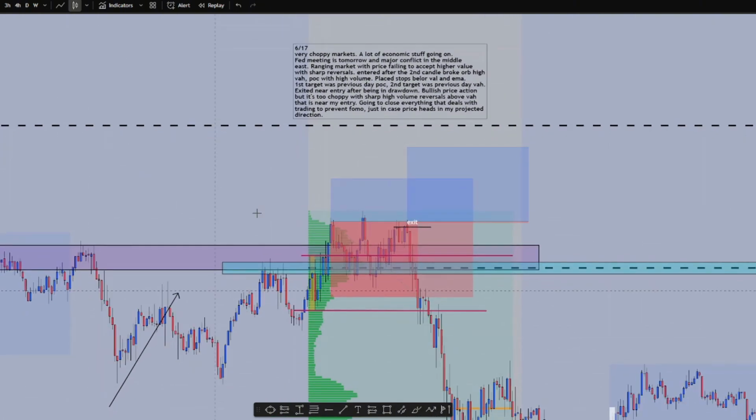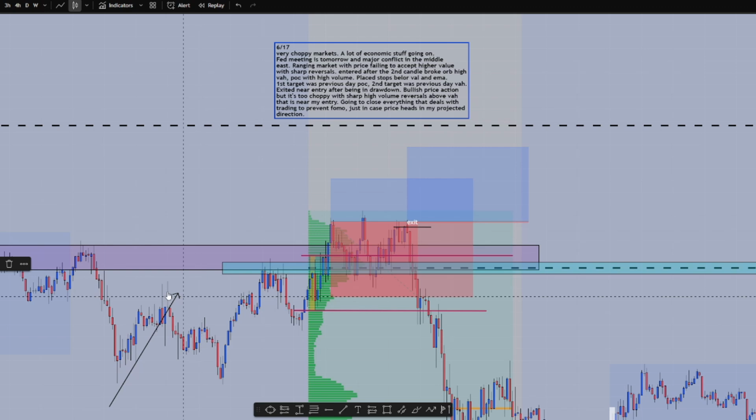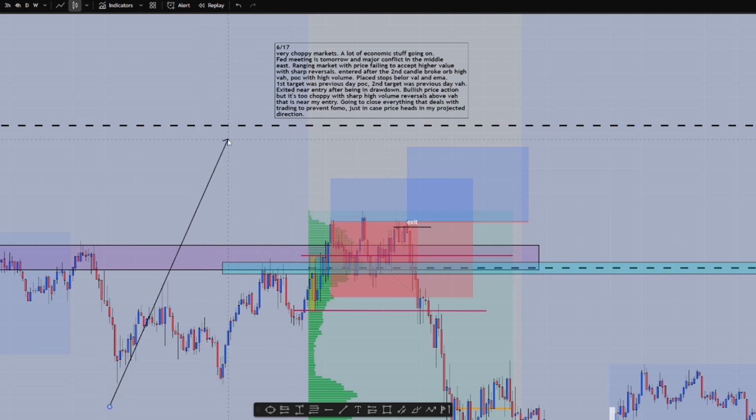All right, so let's hop into my notes to see what my mind state was and what was happening while I was taking these trades. So 6/17, very choppy markets, a lot of economic stuff going on. Fed meeting is tomorrow and major conflict in the Middle East. Ranging market with price failing to accept higher value with sharp reversals. Entered after the second candle broke ORB high, value area high, point of control with high volume.